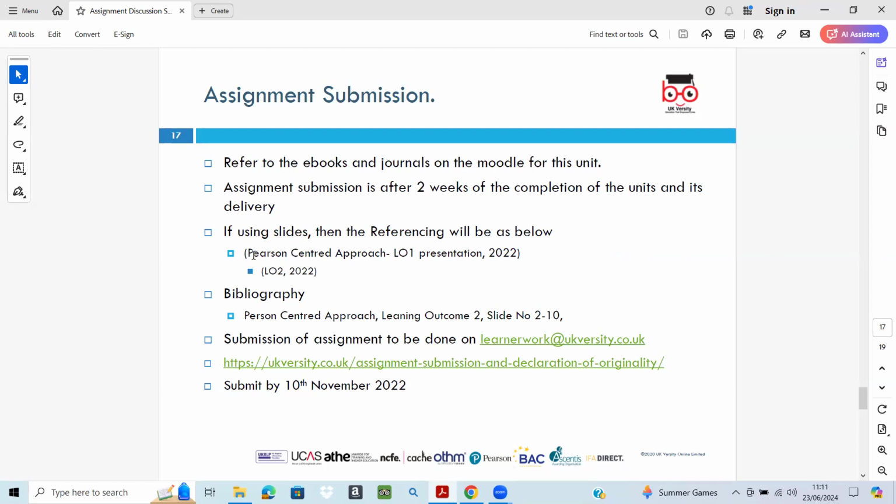As we discussed earlier, we need to give the referencing. We need to provide the in-text citation and reference.